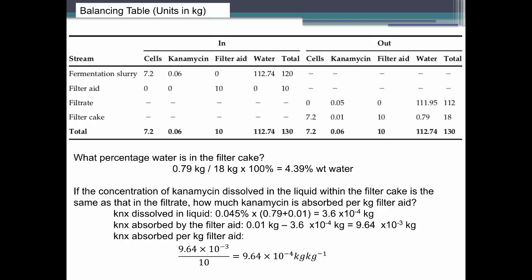If you plug in everything that we already know, we get this completed table. So 7.2, the cells only go out through the filter cake. The kanamycin, most of it goes out through the filtrate, but some is in the filter cake. Then you have the filter aid only going out through the filter cake, and then water, distributed between the filtrate and the filter cake.